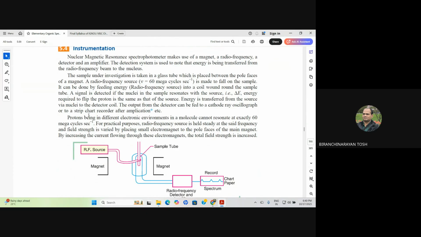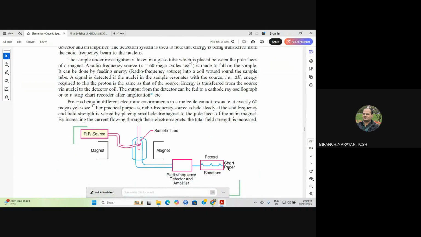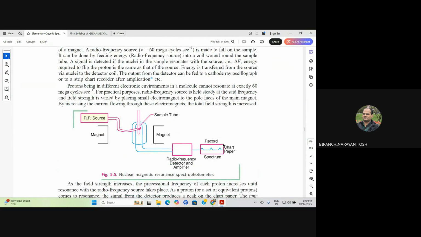So the change in energy required to flip the proton in the sample is the same as that of the source. So energy is transferred from the source via nuclei to the detector coil. Then it will be recorded in the chart paper. Not chart paper, it is in the computer.